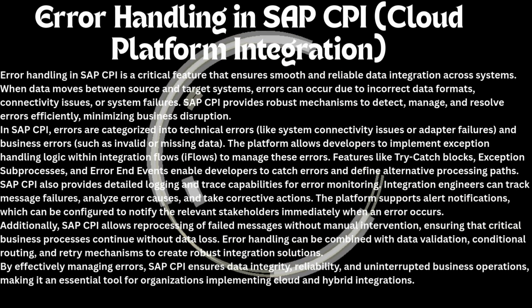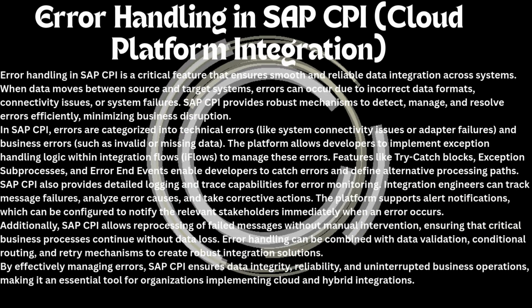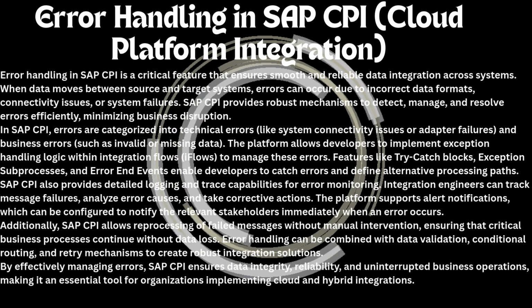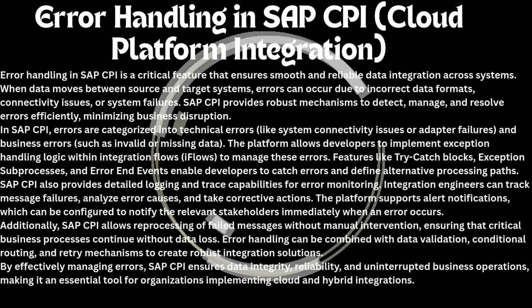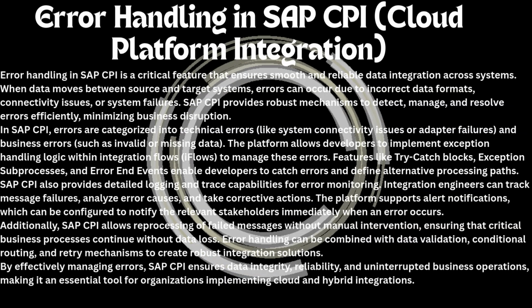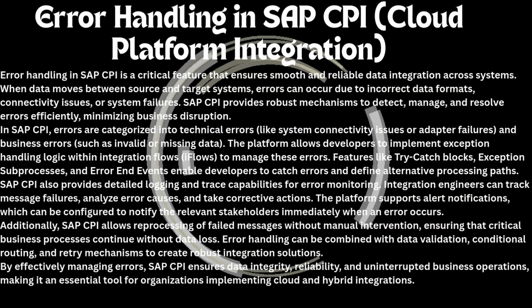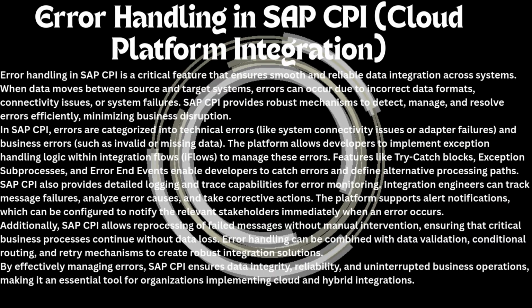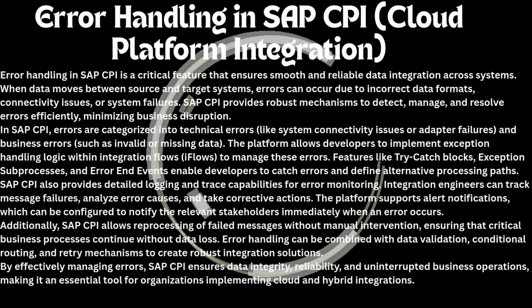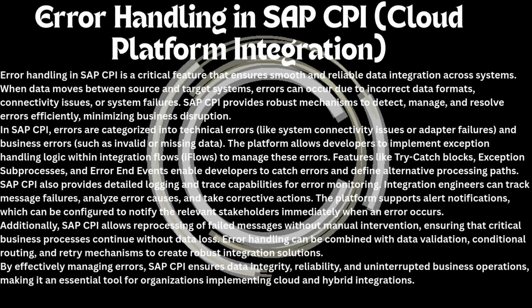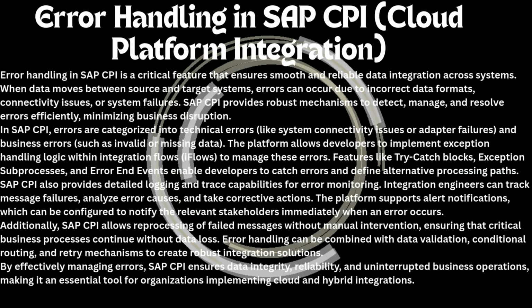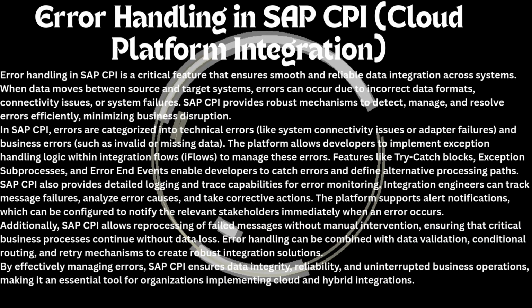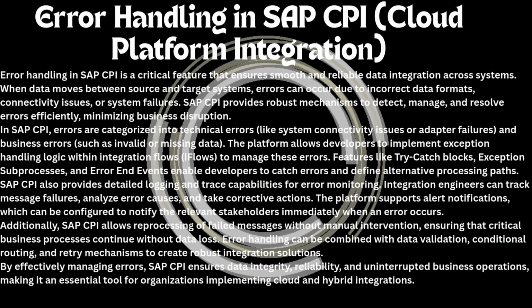Error handling in SAP CPI, Cloud Platform Integration. Error handling in SAP CPI is a critical feature that ensures smooth and reliable data integration across systems. When data moves between source and target systems, errors can occur due to incorrect data formats, connectivity issues, or system failures. SAP CPI provides robust mechanisms to detect, manage, and resolve errors efficiently, minimizing business disruption.